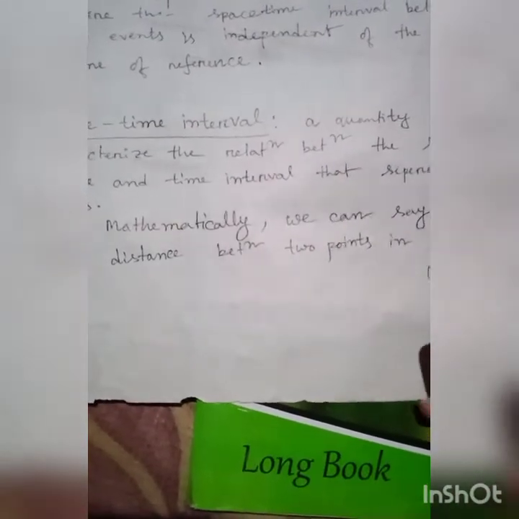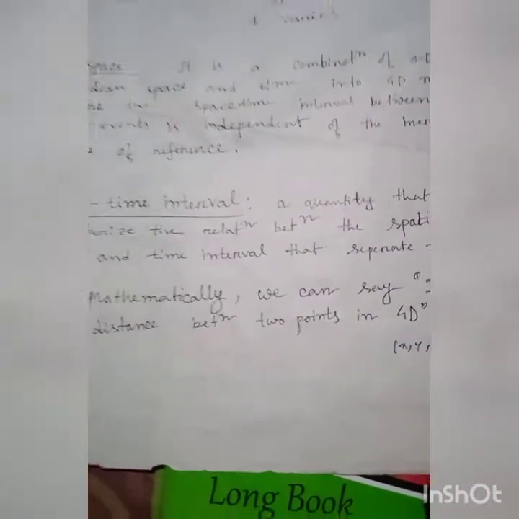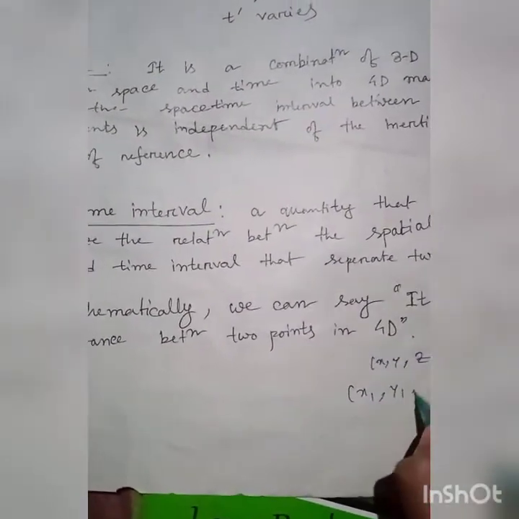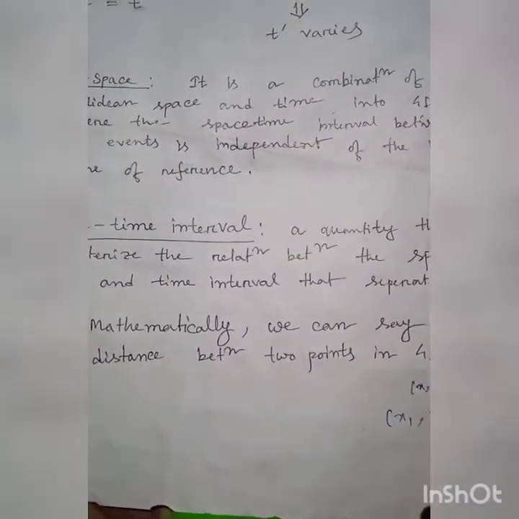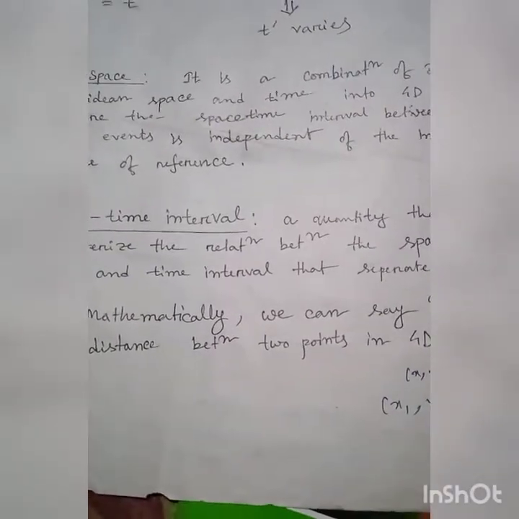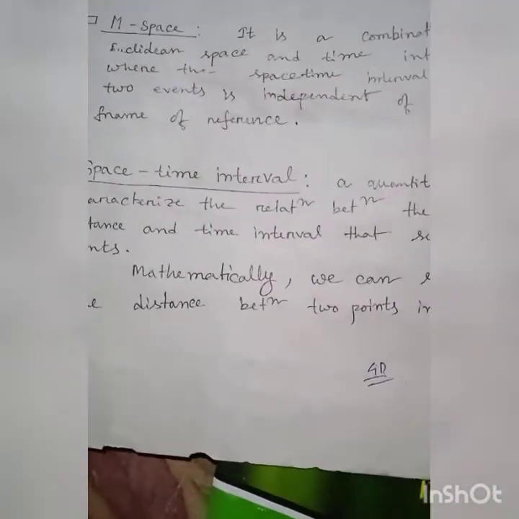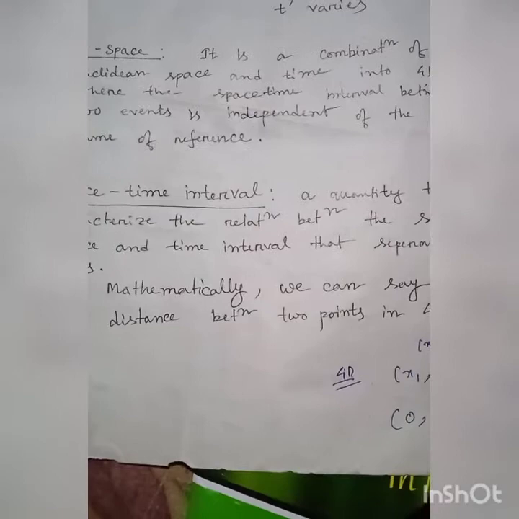X, Y, Z are the coordinates of a point in three-dimensional space. We can take similarly 2 points, x1, y1, z1, and c t1. We are considering the 4D space here. And another point in 4D can be taken as the origin 0, 0, 0, and 0.